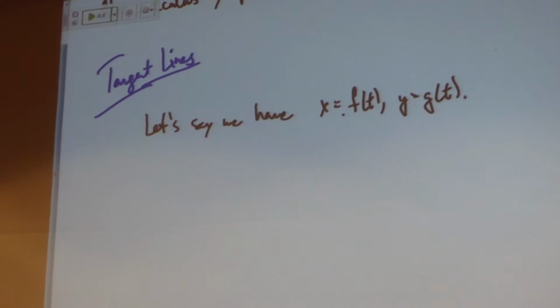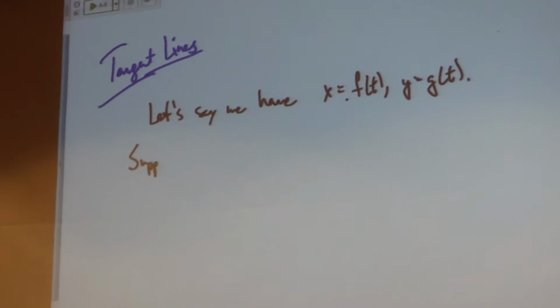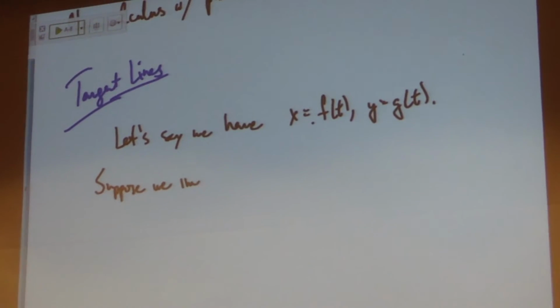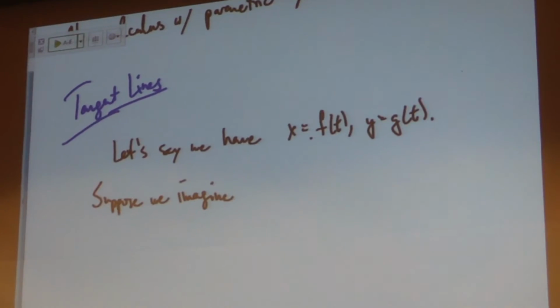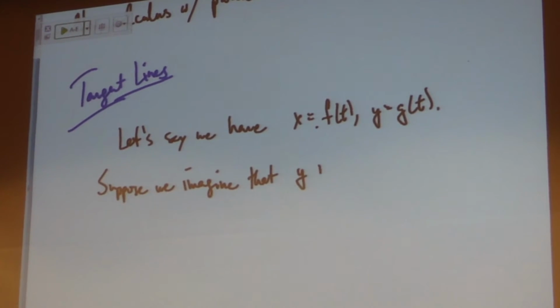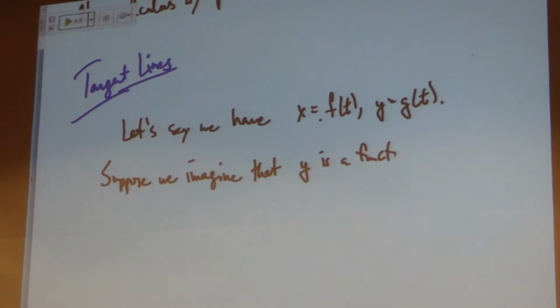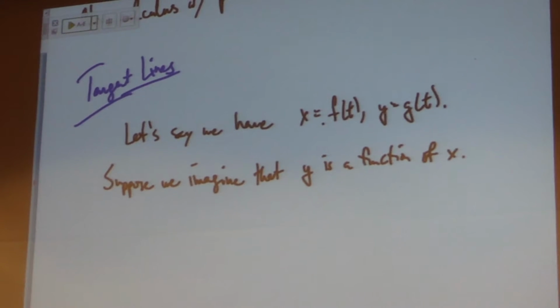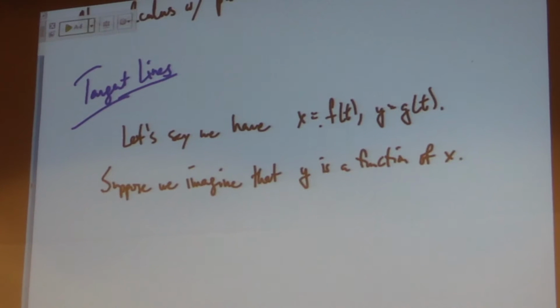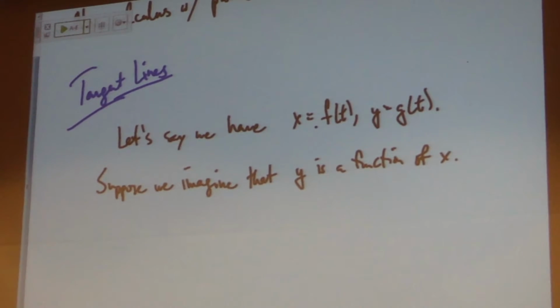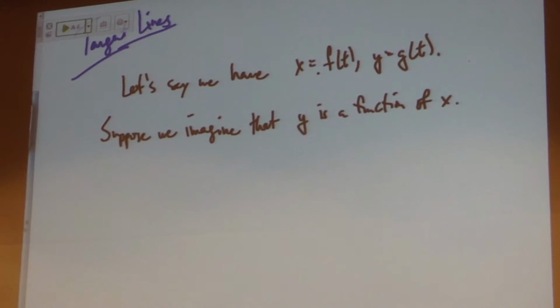Let's say we have x equals f of t, y equals g of t. And suppose we're going to do a little trick here. We're going to imagine that y is a function of x. It might not be, but this is just a trick to see where the formula comes from.